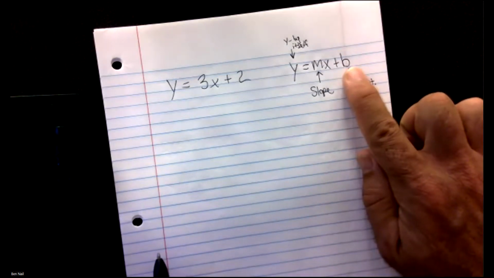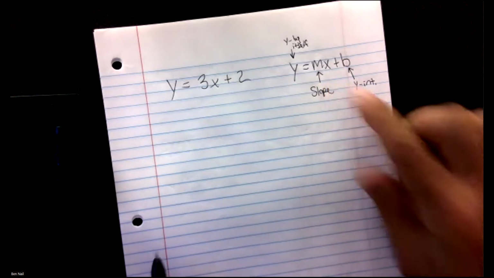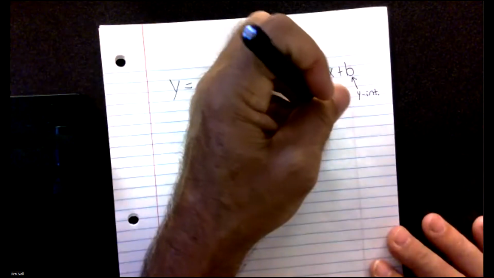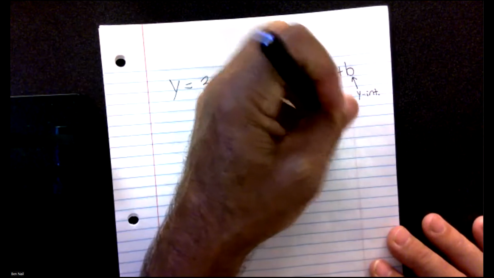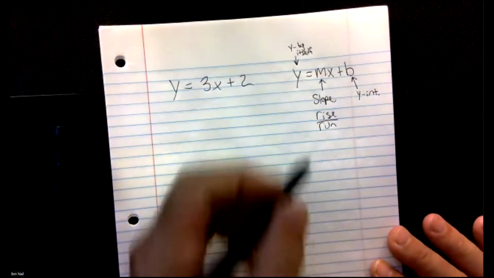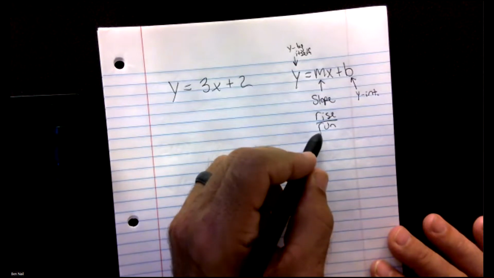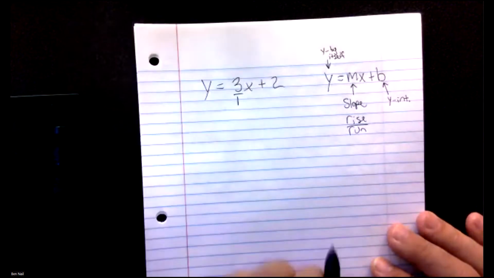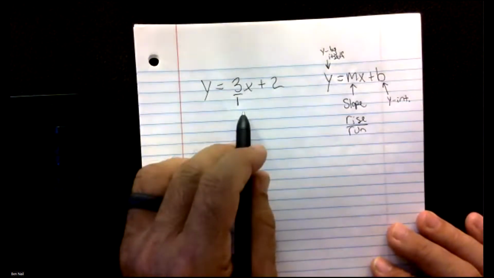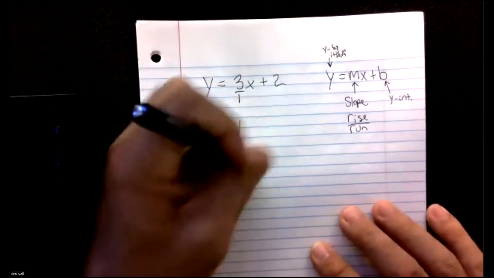Y-intercept we already talked about. That's where you cross the y-axis. Slope we have not yet talked about. Slope is rise over run. How much does it go up compared to how much it goes over? Up and over. So if I write this, okay, like a fraction, 3, I can write it as 3/1 if I want to graph this function.